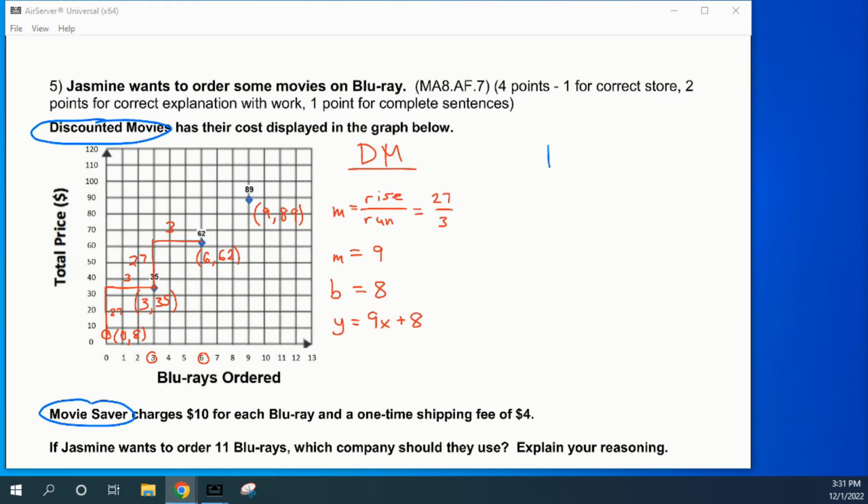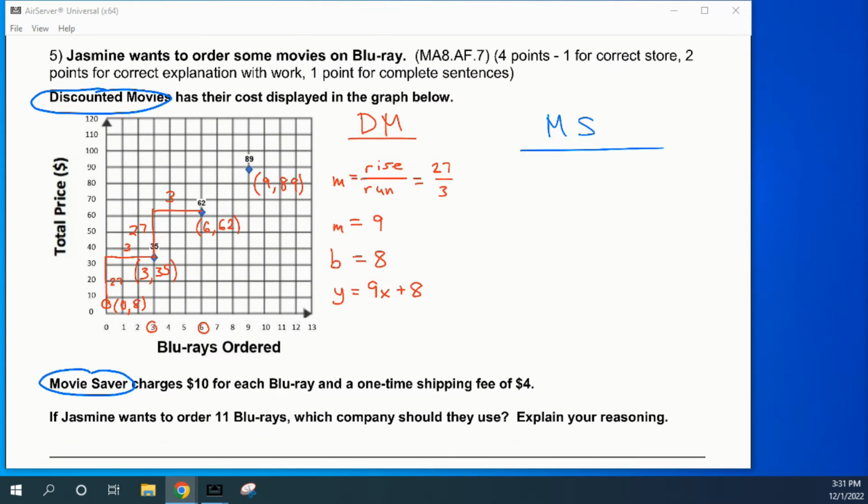Then we have Movie Saver, and all of this information can be found in the problem. It says Movie Saver charges $10 for each Blu-ray and a one-time shipping fee of $4. Anytime you have something that says a one-time fee, that's going to be your y-intercept. So we have a one-time fee of $4, and it's going to charge us $10 per movie. All the information you need to create this function for Movie Saver is in that sentence. You just need to read the sentence.